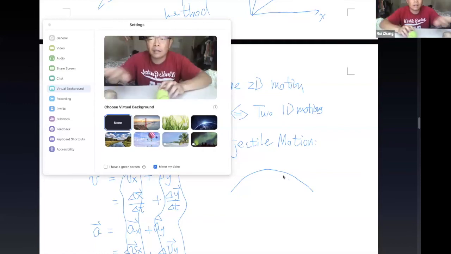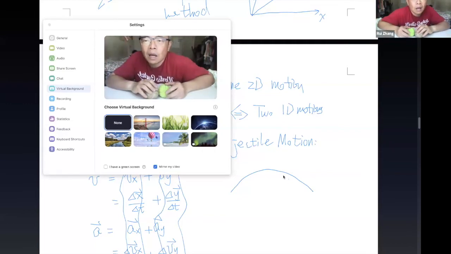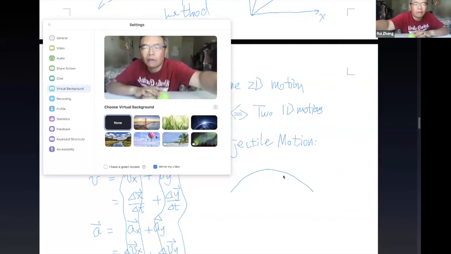This is because they're both moving with constant acceleration, 9.8 meters per second squared. Now, here's a different question then.